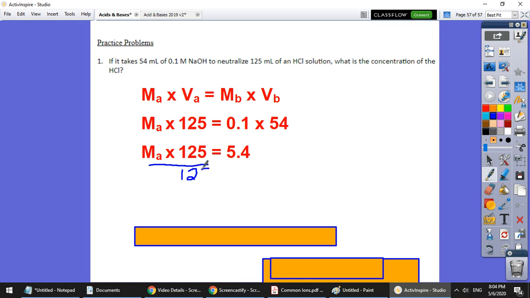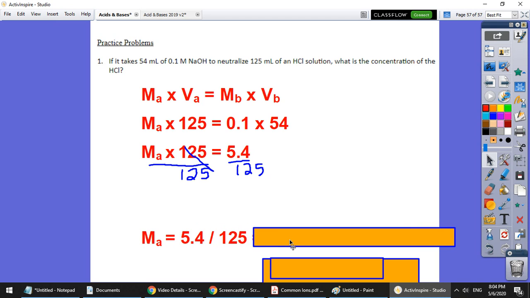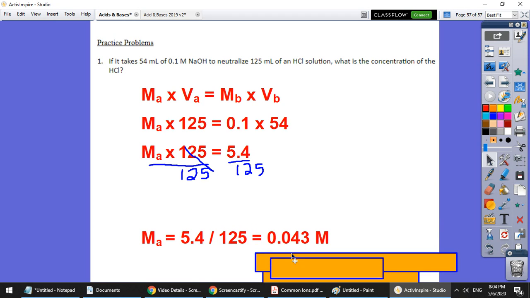And when we do that, what's going to happen to the 125 on the left side? It's going to cancel out. And that means that we'll be left with molarity of the acid by itself on one side of the equal sign. And on the other side, we're going to have 5.4 divided by 125. Put that in the calculator, and our answer is 0.043 molar.